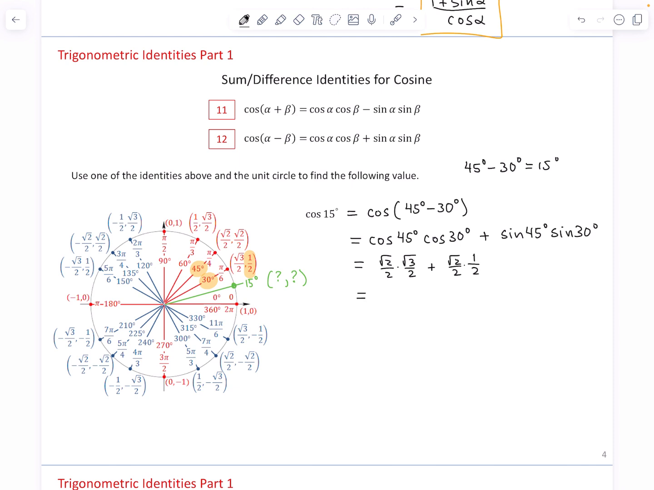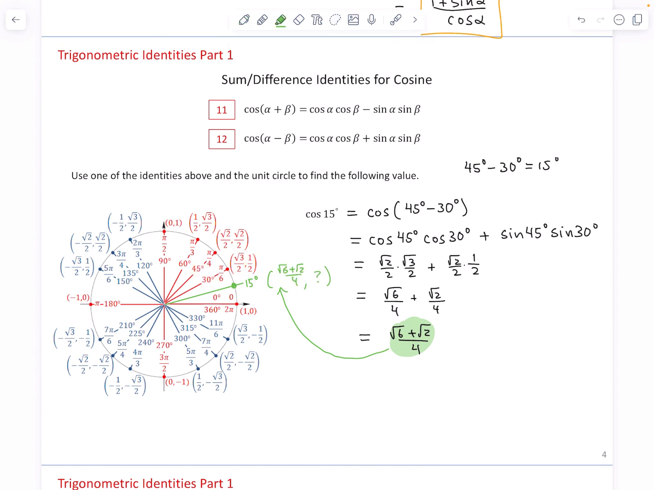Now when you multiply two radicals, you can just multiply their radicands. That's because the radical of a times radical b is the same thing as the radical of ab. So I could multiply 2 and 3 and get 6 inside the radical. And then 2 times 2 is 4. And over here, rad 2 times 1 is just rad 2 over 4. These have the same denominator, so you could combine them into one fraction all over 4. Well, this result is what that first coordinate would be on our unit circle, when the angle is 15 degrees.